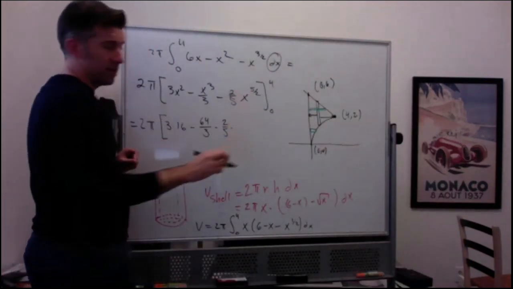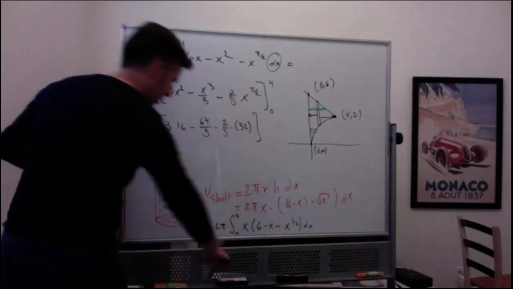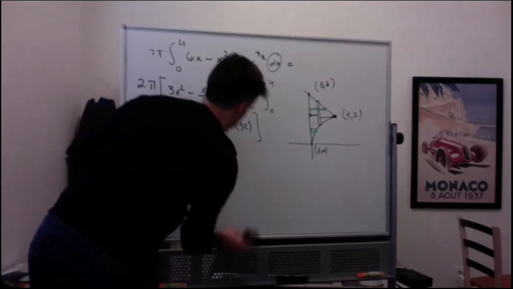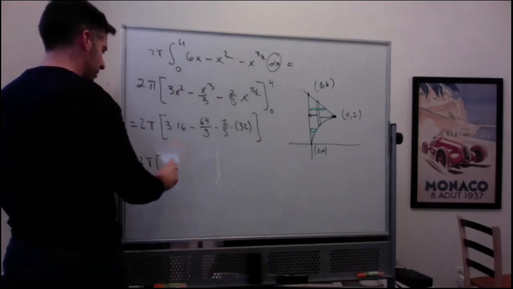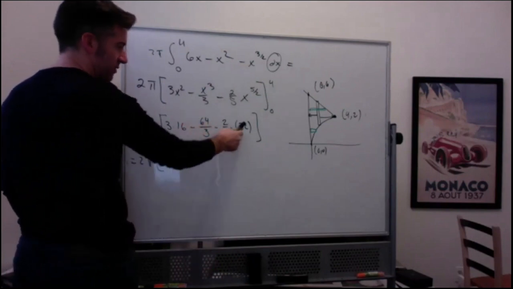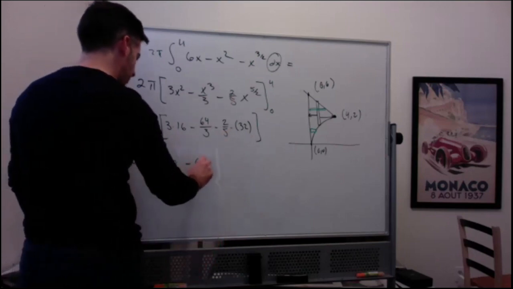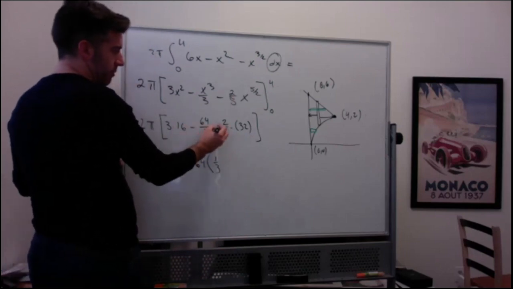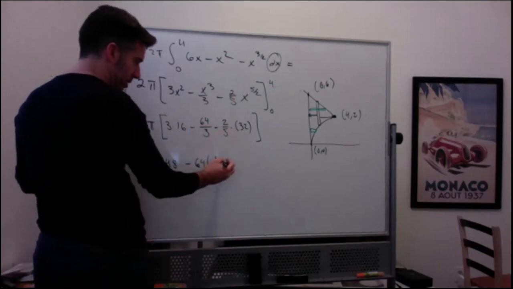4 to the 5/2, again, that's 2 to the 5th, which is 32. Once again, I'm going to use one of my tricks. I've got 2 pi times 3 times 16 is 48. And here I've got a minus 64 thirds, and minus 2 fifths times 32 is a minus 64 fifths. So I can factor out minus 64, and I'm left with a 1/3 and a positive 1/5.